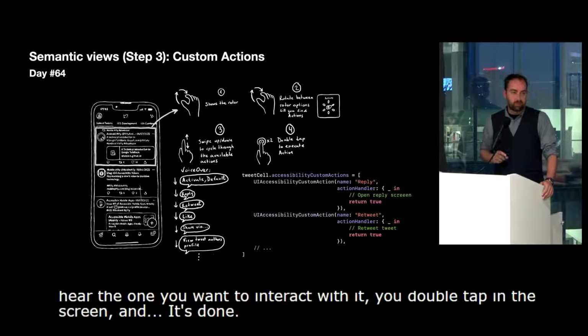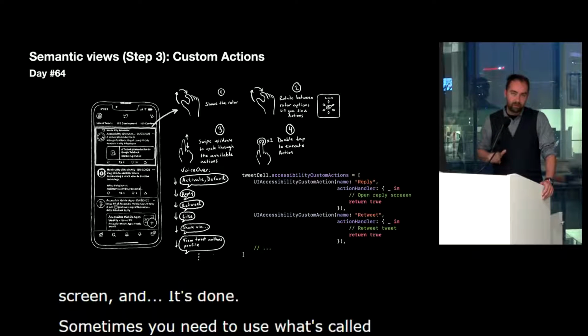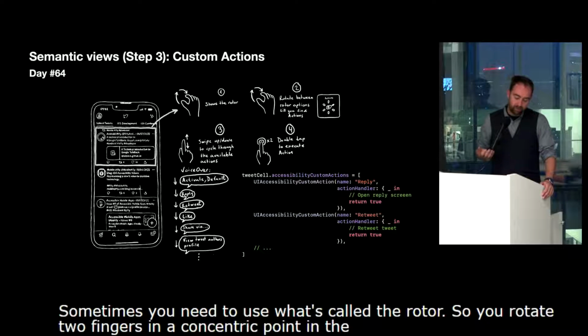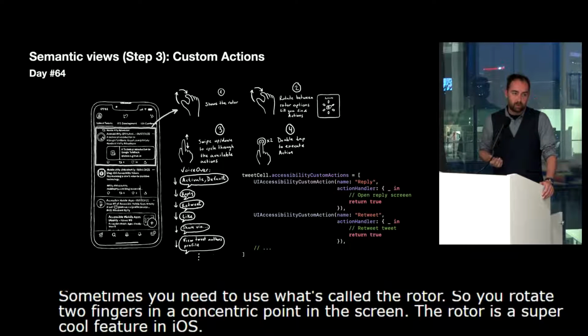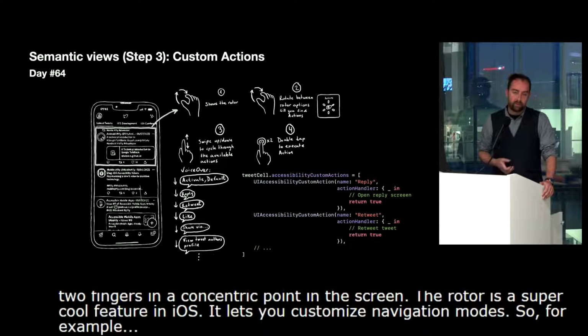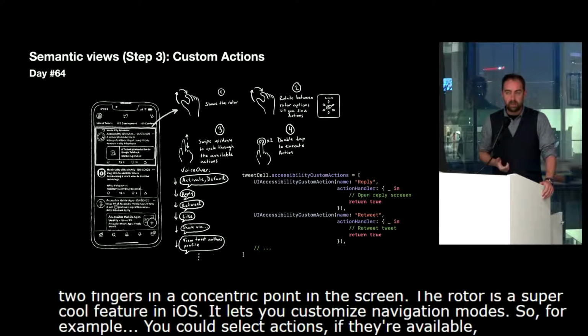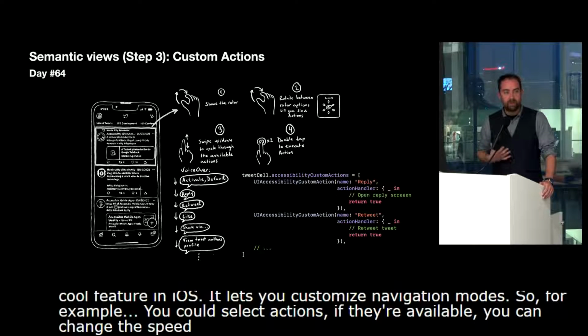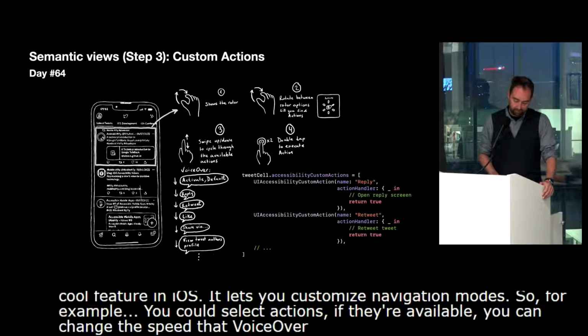Sometimes you need to use what's called the rotor. So if you rotate 2 fingers in a concentric point in the screen, the rotor menu appears. It's a super cool feature in iOS, and it lets you customize navigation modes. So for example, you could select actions if they're available. You can change the speed that VoiceOver announces things. You can change the language of VoiceOver and things like that.